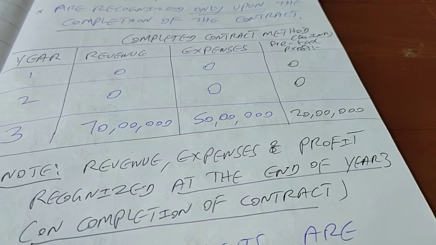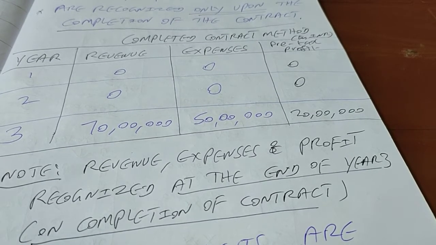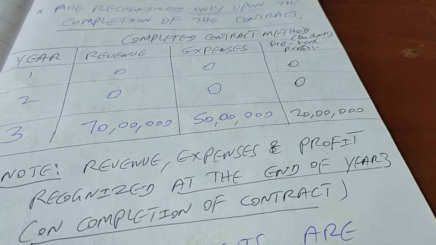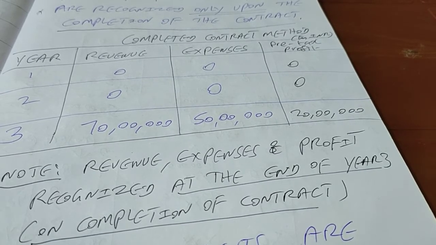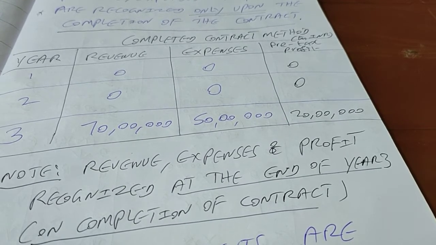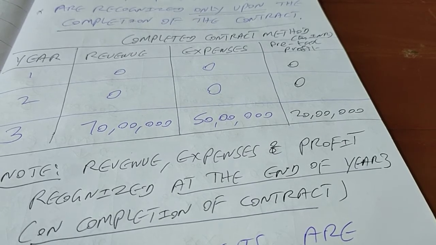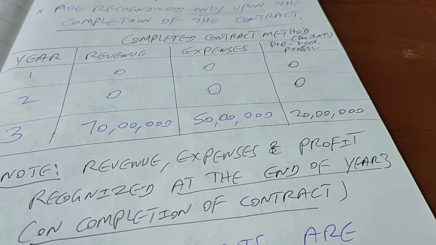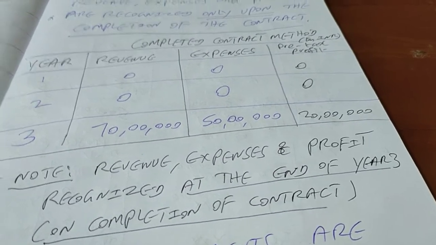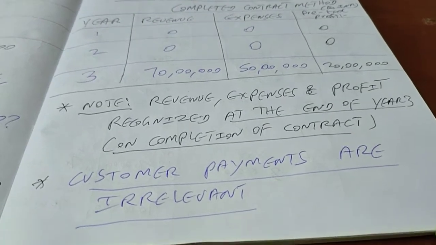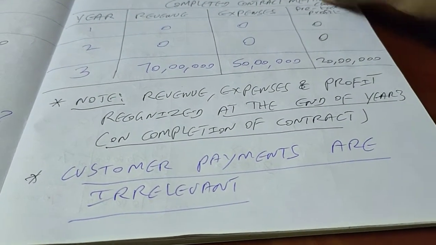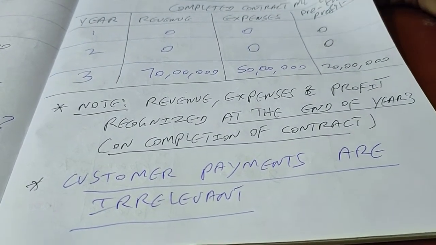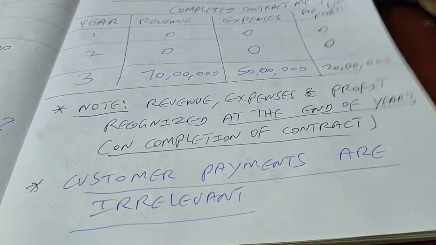Kindly look at the table once again. The contract is getting over only at the end of year 3. Since we are following completed contract method, in year 1 and year 2 no revenue, no expense, no pre-tax profit is recognized. On the other hand, at the end of year 3, revenue, expenses and profit all are recognized. Okay. So what you have to note is only this point, right? That means only upon completion we are going to recognize revenue, expenses and profit.